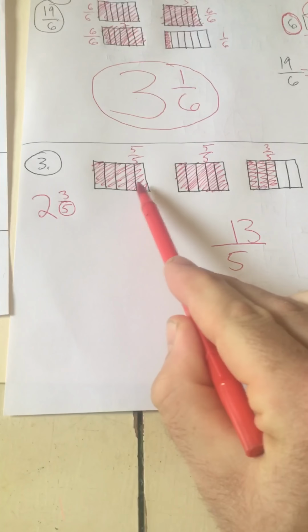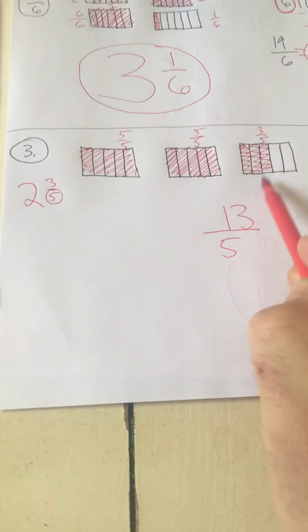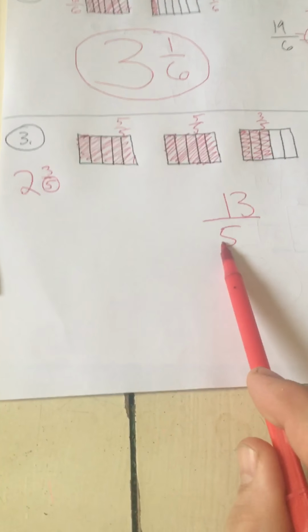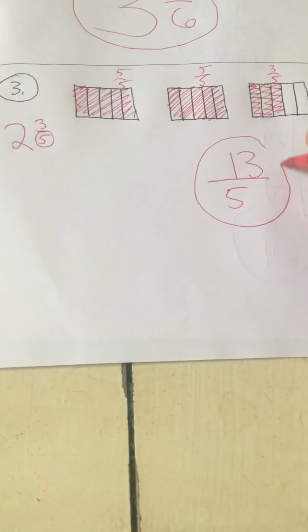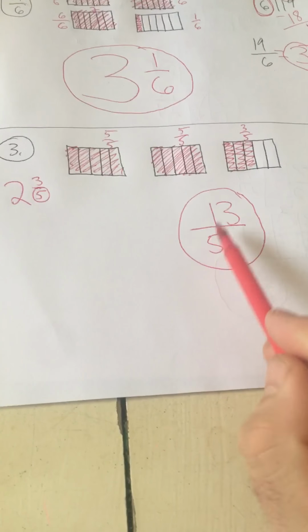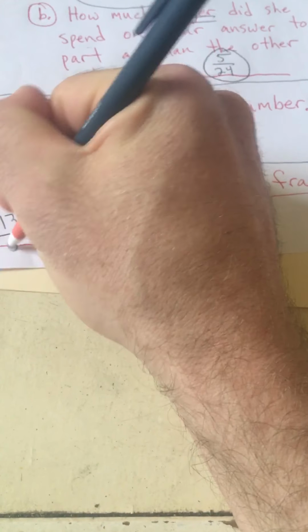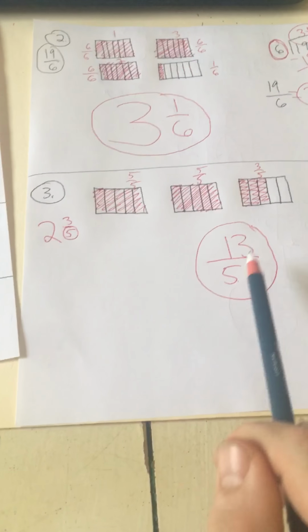1, 2, 3, 4, 5, 6, 7, 8, 9, 10, 11, 12, 13, and each of them is a fifth of the whole. So 13 fifths is how to write this as an improper fraction where the numerator is greater than the denominator. Okay, so 13 fifths is our answer. If you count up all the fifths in 2 and 3 fifths, you have 5, 10, and 13 of those fifths.